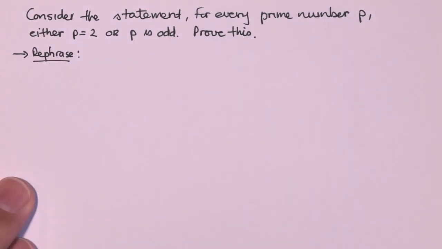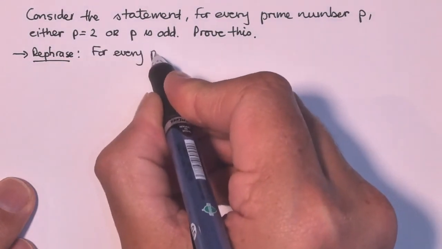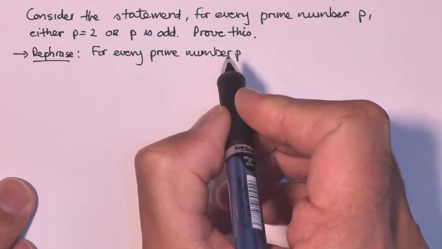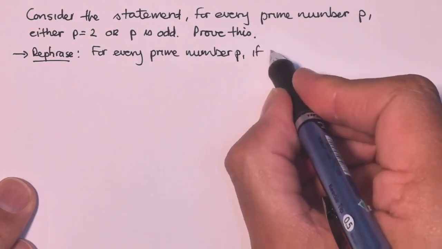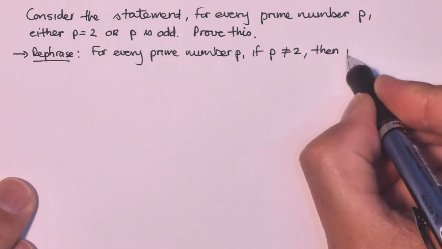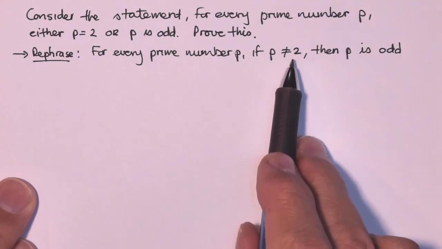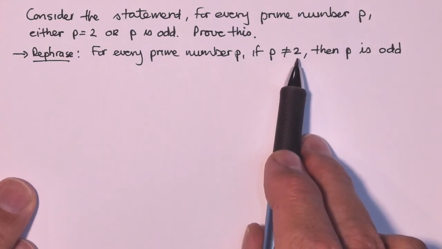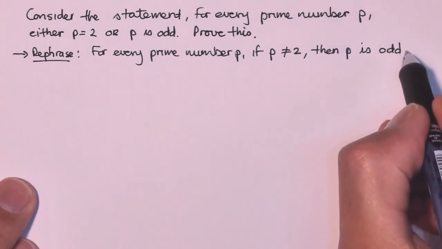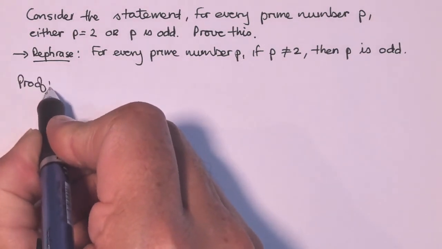If I rephrase this, we can say the following: that for every prime number p, if p is not equal to 2, then p is odd. Okay, the only even prime number that we have is the number 2. This is what it's basically asking us to prove, that all other prime numbers are indeed odd. Okay, so let's do our proof.